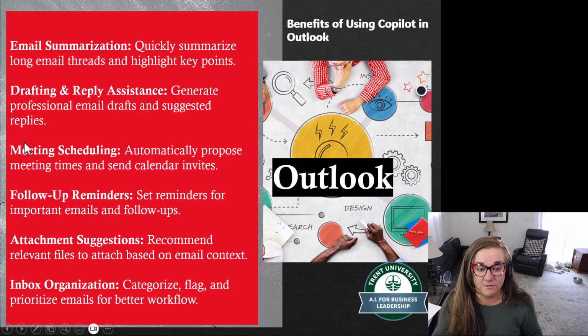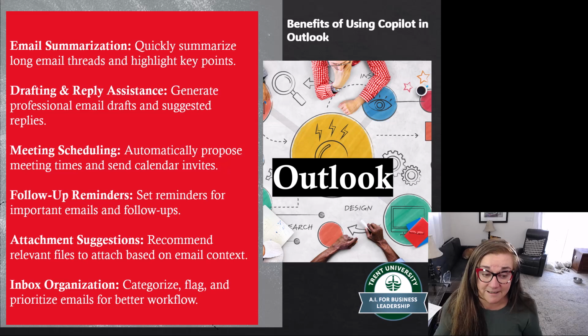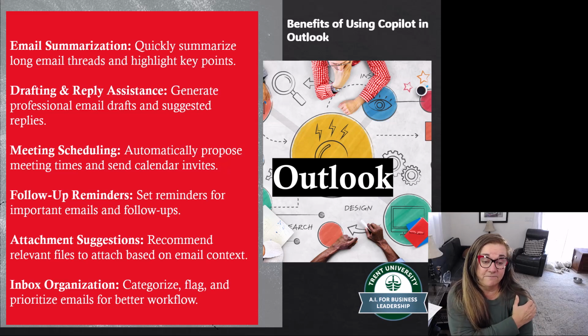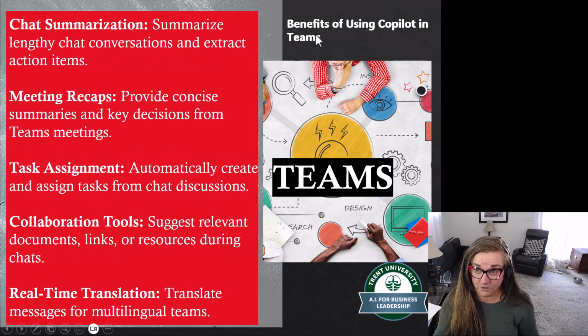So there's many things you can do. You can do meeting scheduling: automatically propose meeting times, because it knows the rest of your team is on that same calendar, so it can propose meeting times when they're all available, send calendar invites, and follow up with reminders for important emails. So there's a lot that you can see.